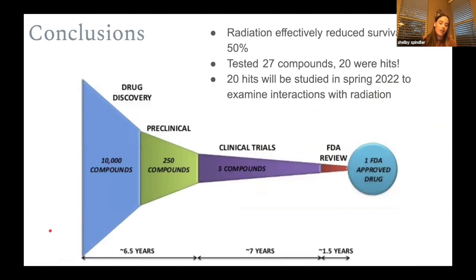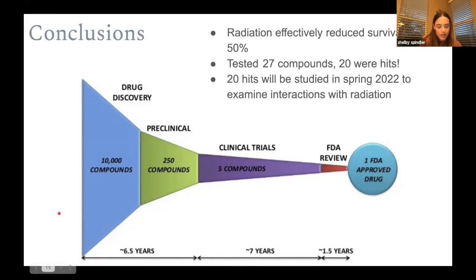We found that radiation effectively reduced survival rates by 50%. And that's the negative control DMSO. That's what we expected. So we tested 27 compounds as a class total. And of those 27 compounds, 20 of them were hits, which is just amazing. That means 20 of them are potential chemotherapies, and we can further test those. So for the future, we want to test those 20 hits in a new semester.